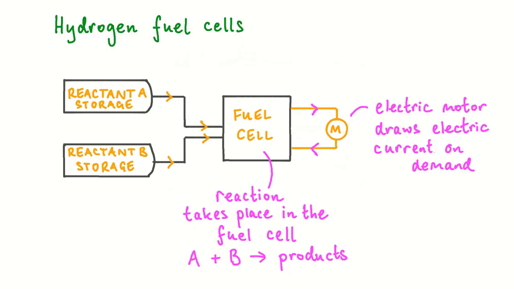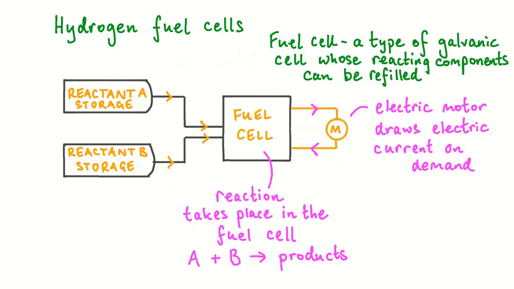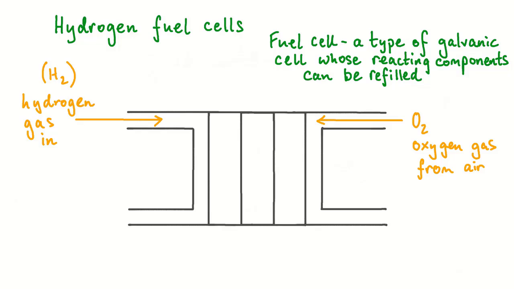This might happen when a device like an electric motor is connected to the fuel cell and is doing work. The fuel cell will produce a constant voltage provided the reactants are fed into the fuel cell at a constant rate. The most common type of fuel cell is the hydrogen fuel cell. Hydrogen gas is fed into the cell from an outside store, where it reacts with oxygen gas, which is drawn in from the outside air.